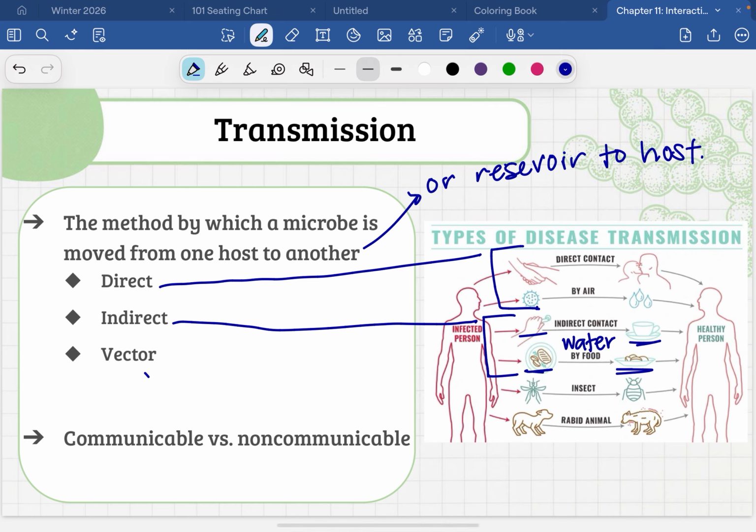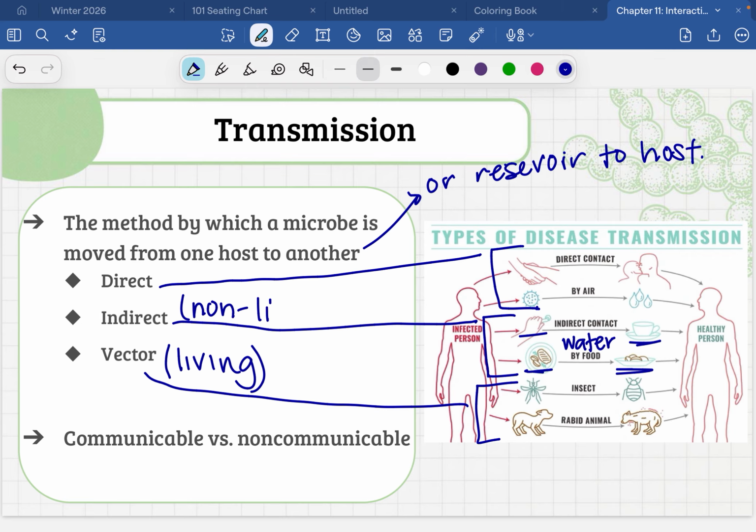And then the last way is through vector. And a vector means either some type of animal or some type of insect. So an insect bite is a type of vector. A rabid animal, an animal that bites you. Okay, so usually we think of vectors as living things and indirect as non-living.